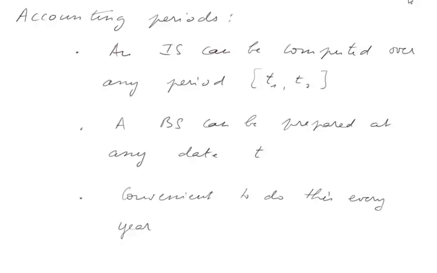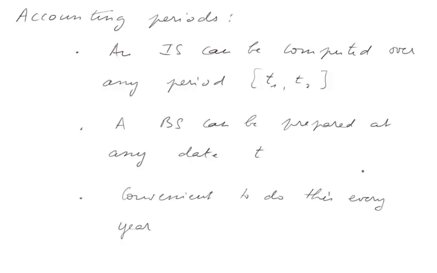A word on accounting periods. An income statement can be computed over any period, T1 up to T2. And a balance sheet can be prepared at any date T. So we can say somehow that an income statement is a film or a movie of what's going on in the firm between 2 dates, and a balance sheet is a snapshot of the firm at any date.